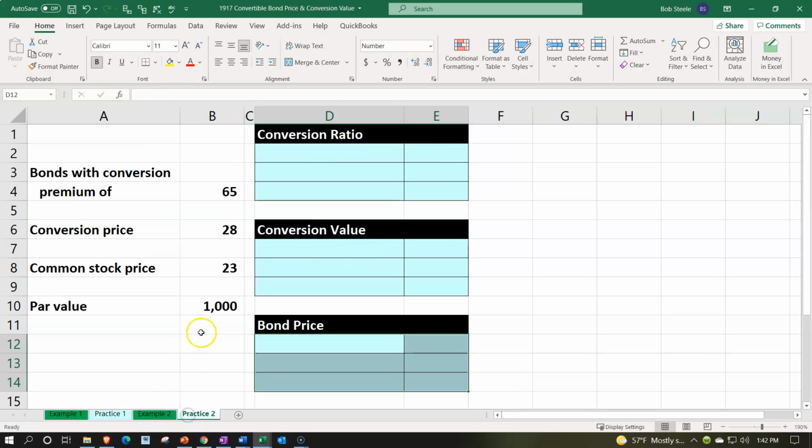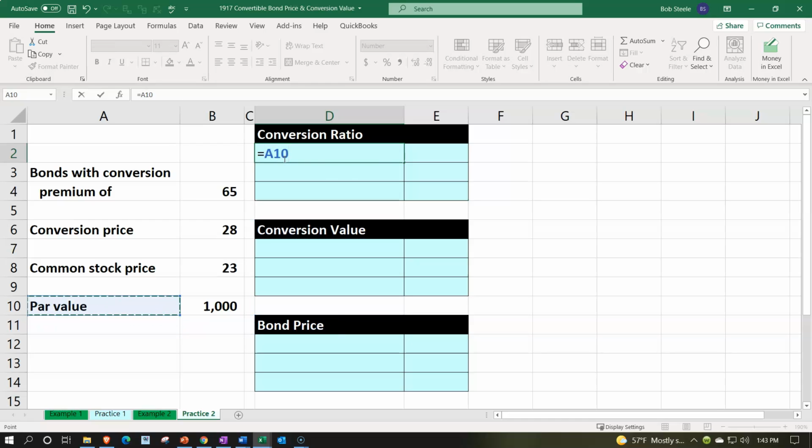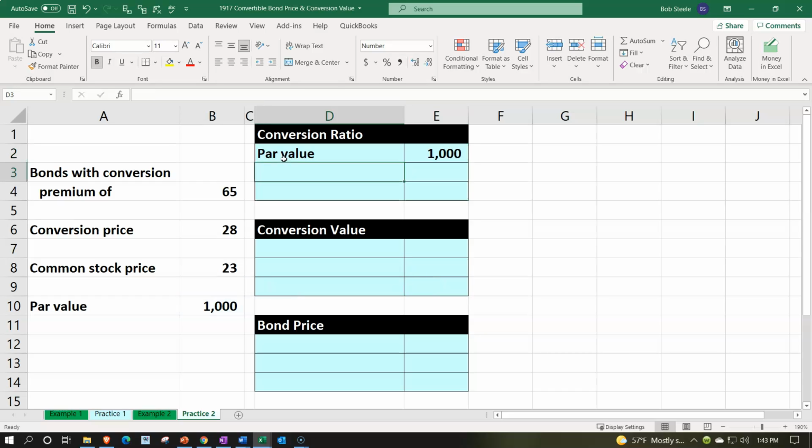Okay, let's do it again. We're going to go to practice problem number 2, where we have a similar layout with the bonds with a conversion premium of 65, conversion price 28, common stock price 23, and the par value at 1,000. So we're going to run this back. We'll be calculating the conversion ratio, picking up the par value. Remember, we're taking into consideration the par value, not the market price of the bonds. That's going to be the 1,000, and the conversion price being the 28.